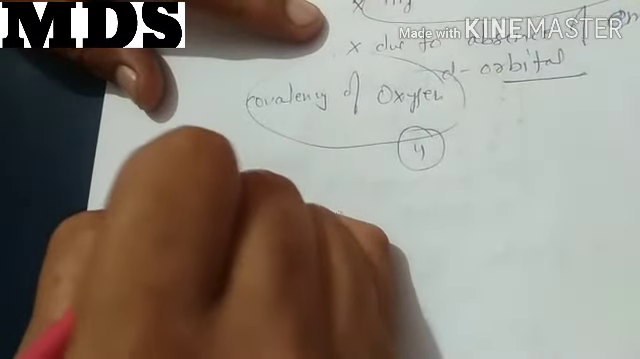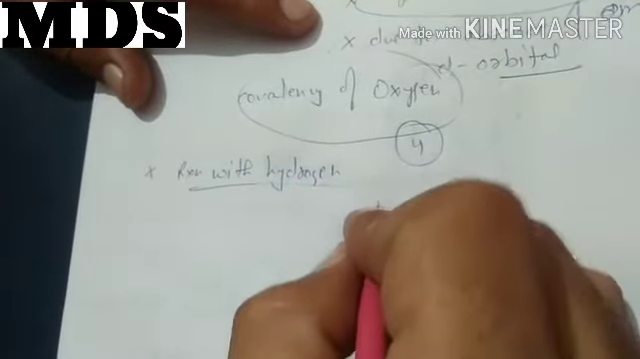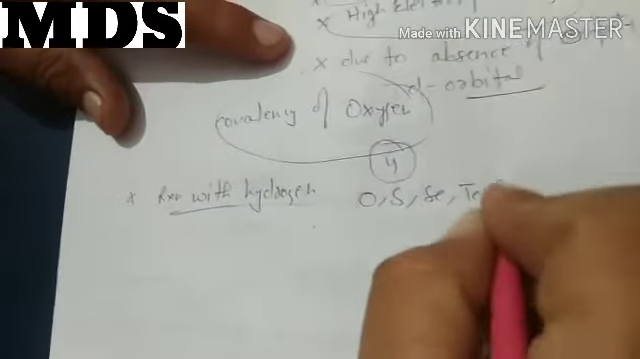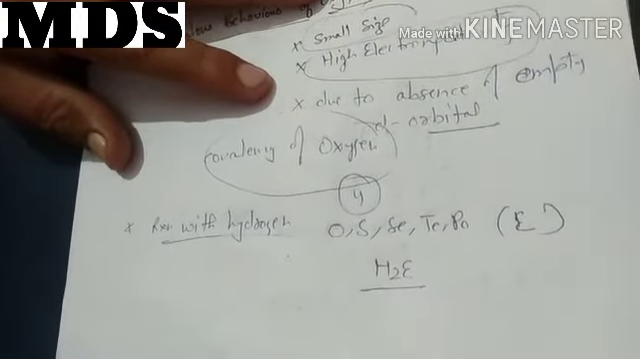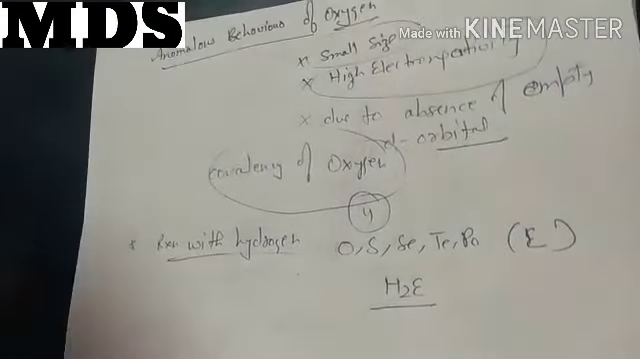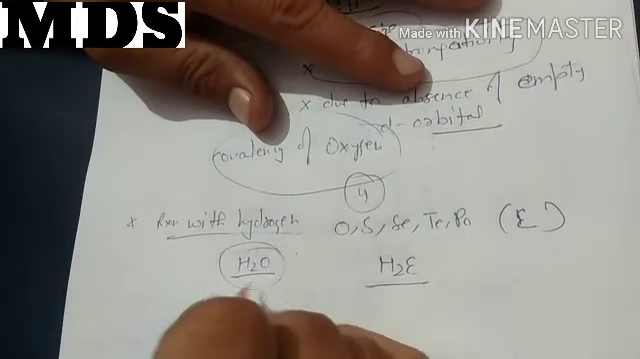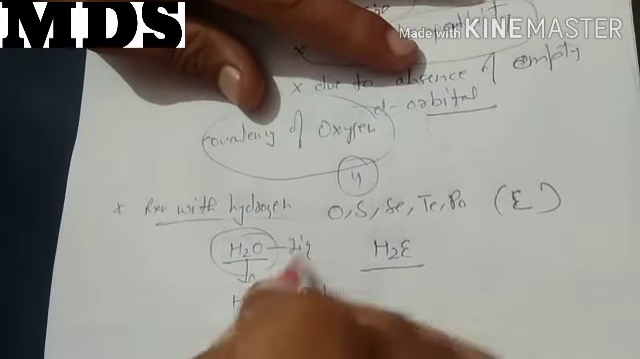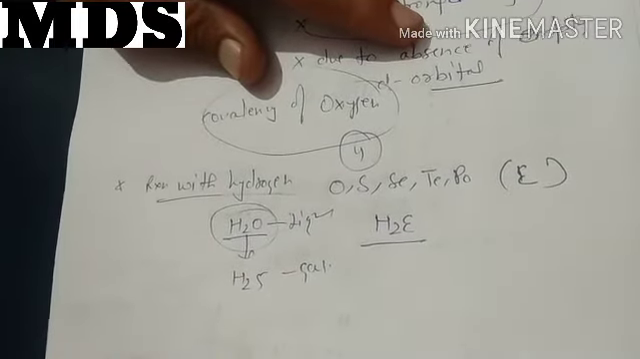Now the next one is reaction with hydrogen. So you know that if you represent oxygen family members with E, they are forming such kind of hydrides, H2E. Okay, while H2O is extensively involved in hydrogen bonding, you know that, and there is an exception question that why H2O is a liquid, H2S is a gas. Why? Because H2O is involved in high hydrogen bonding due to high electronegativity of oxygen.